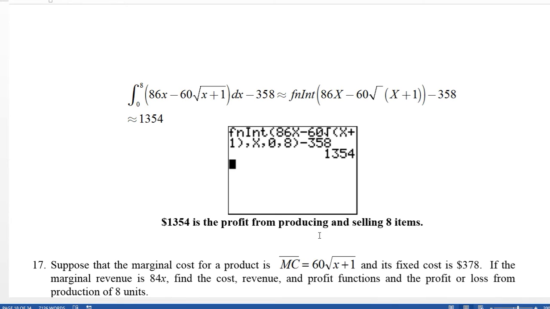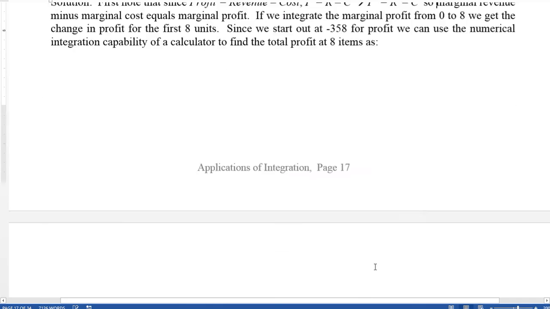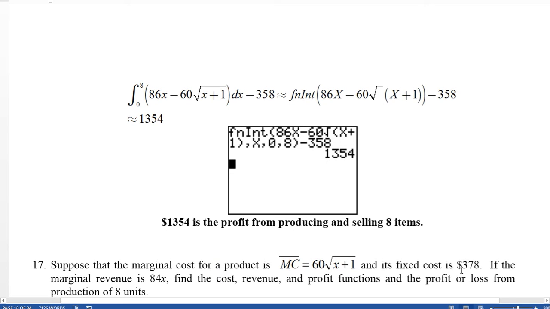The marginal cost from the product is, I've seen this, I don't particularly like this notation. I'd rather use C prime of X, but some books I've seen write it as MC bar or MC for marginal cost. And this one is, again, the same thing, 60 square root of X plus 1. And this time I got a slightly different fixed cost, 378, and a slightly different marginal cost, 84X. This time find all of these things, the cost, revenue, and profit functions, and the profit or loss from a production of 8 units. Press pause now.